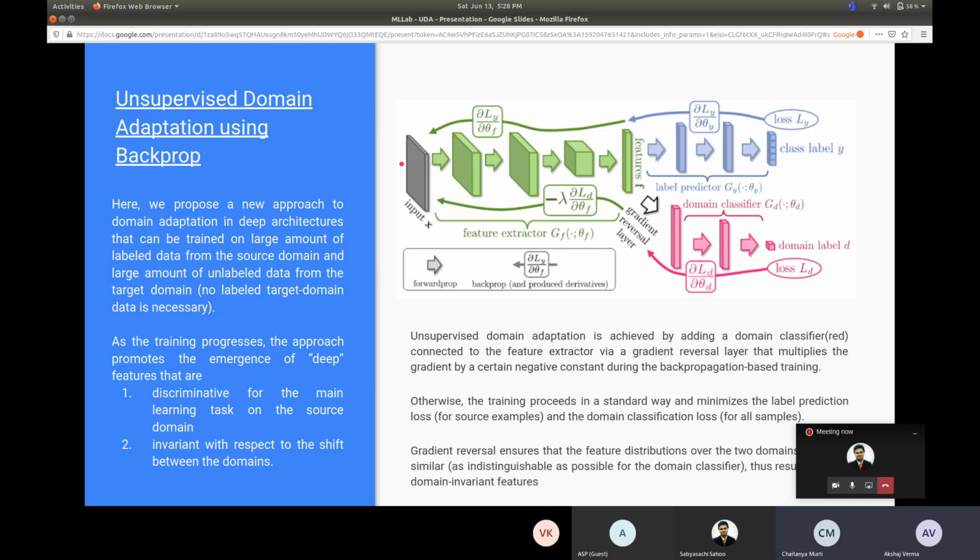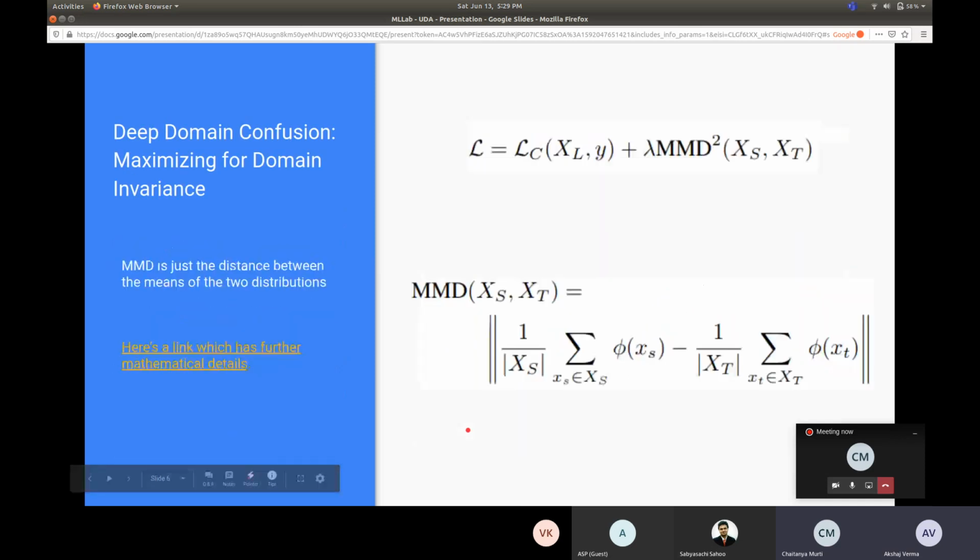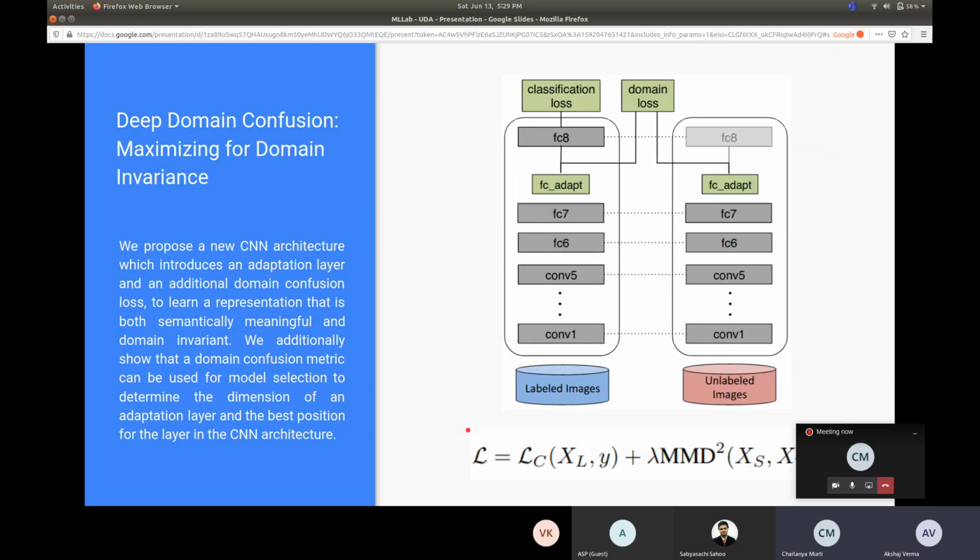So I have a question. This is maybe a little technical, but I don't think so. Can we go back to the slide where you show those two networks in the start? The deep domain confusion, maximizing for domain invariance. Can we go back to that slide? Oh yeah, it's like the fifth slide, I think. So what exactly are XL, XS, and XT?